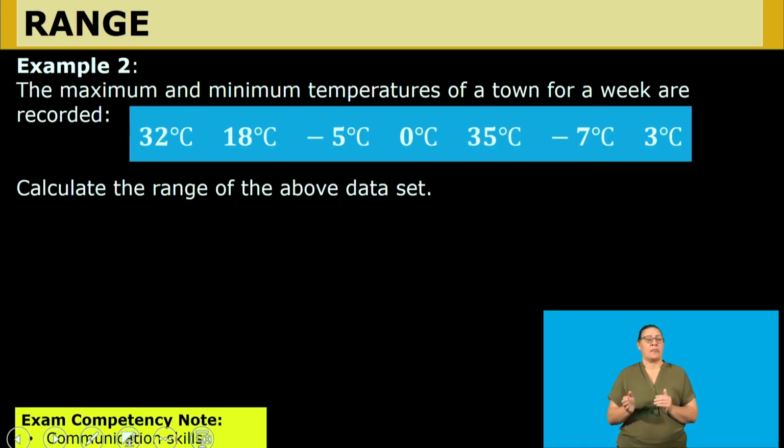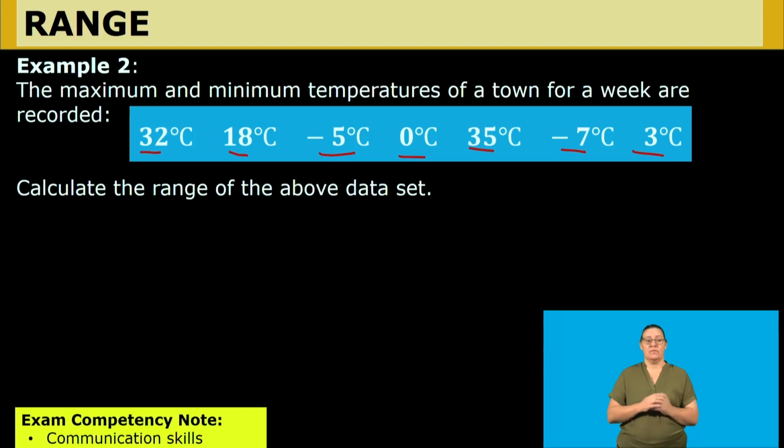Another example: the maximum and minimum temperatures of a town for a week are recorded. So you've got 32 degrees Celsius, 18 degrees Celsius, minus 5, 0, 35, minus 7, and 3 degrees Celsius. So calculate the range of the above data. Before we can calculate the range, I would like us to first arrange this data in ascending order. Remember, ascending means from the smallest to the biggest.